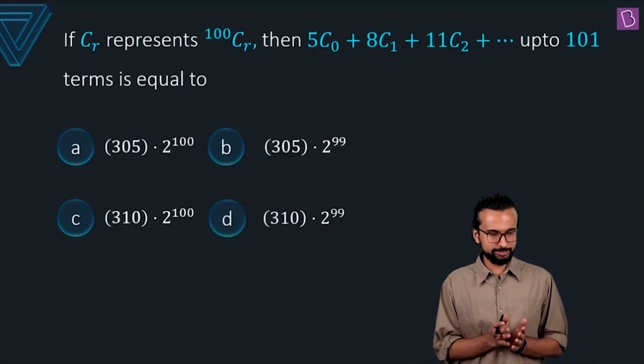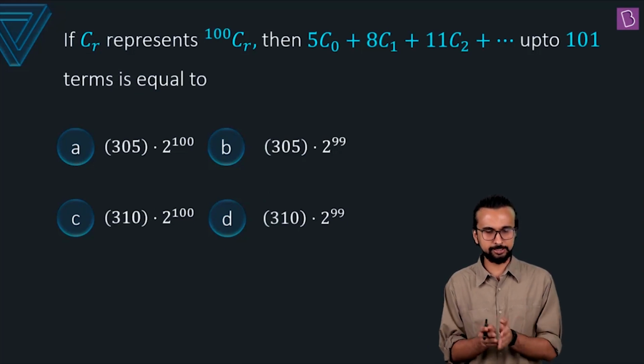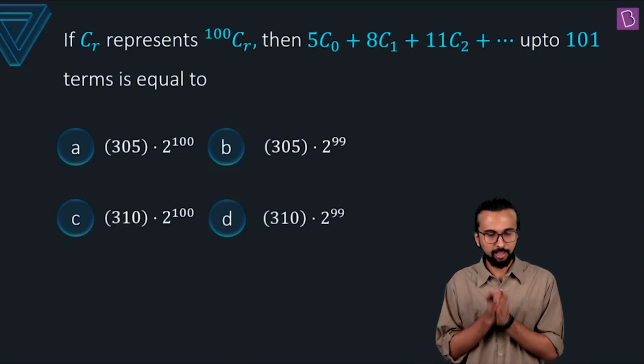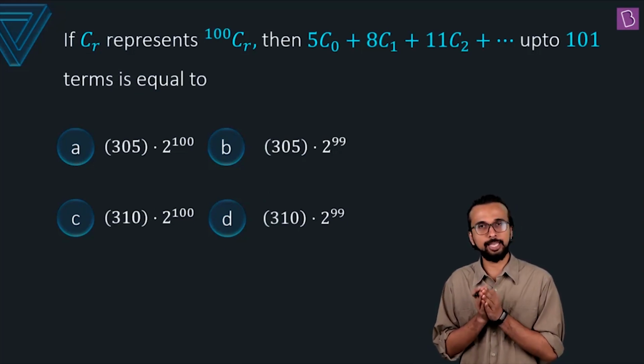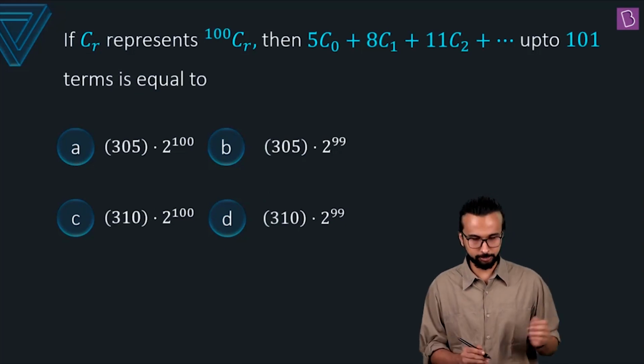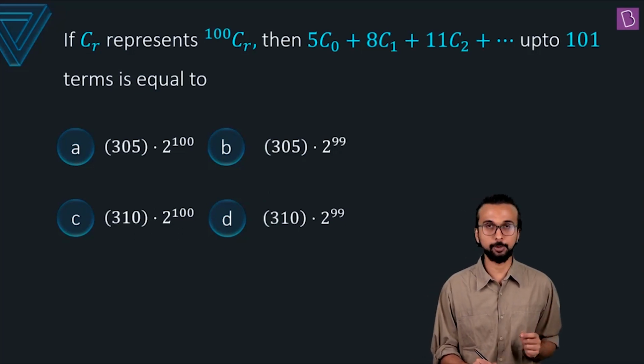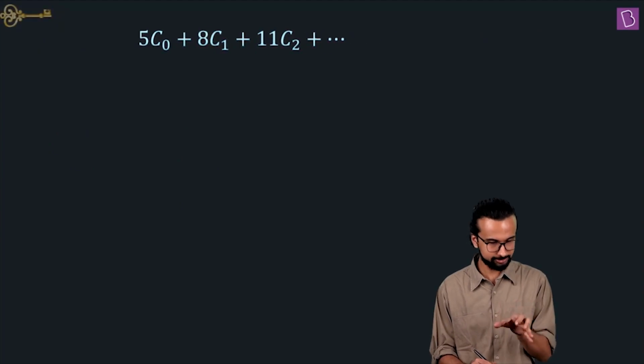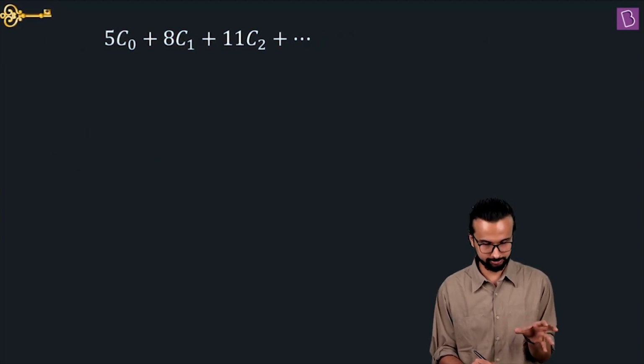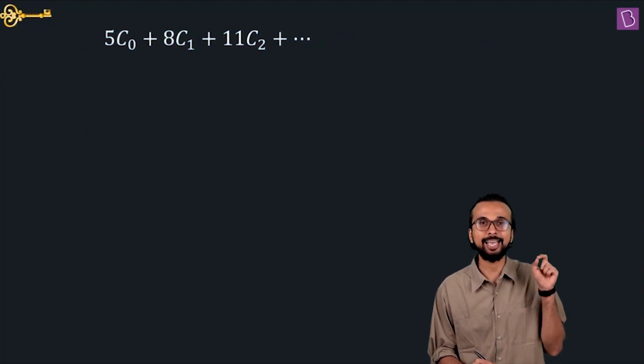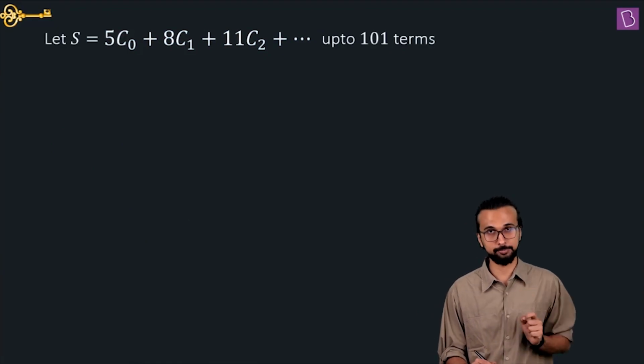Alright, take a look at this question. If CR represents 100CR, then find 5 into C0 plus 8 into C1 plus 11 into C2 all the way up till 101 terms. So let's call the sum of this series S, up till 101 terms.